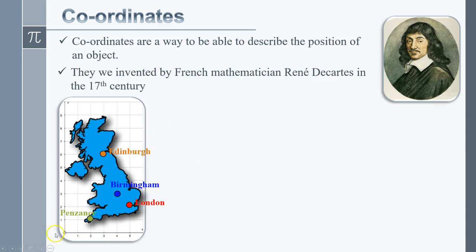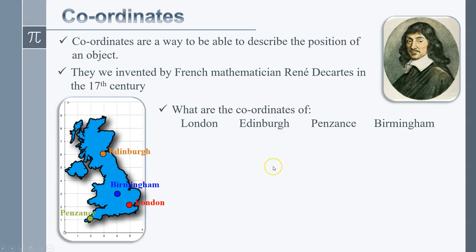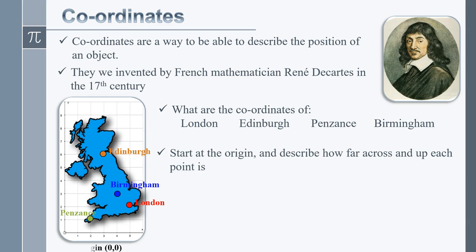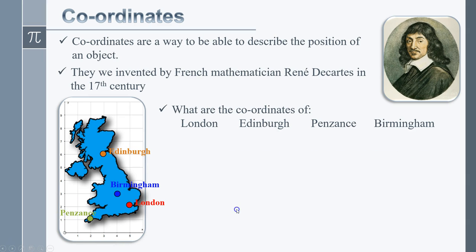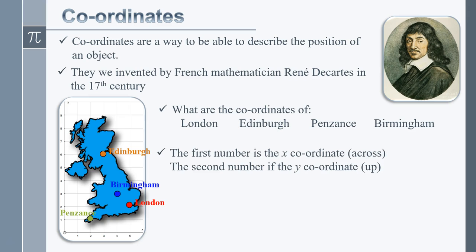We've got a set of axes: there's our x-axis, there's our y-axis, and all we're going to do is identify the coordinates of each of those locations in the UK on that grid. Let's start by defining this point here, which is the origin. Everything is described relative to the origin, so the coordinate for the origin is 0, 0. We haven't gone anywhere on the x-axis or the y-axis; it's where they meet. Then we describe how far across and how far up we are compared to the origin.